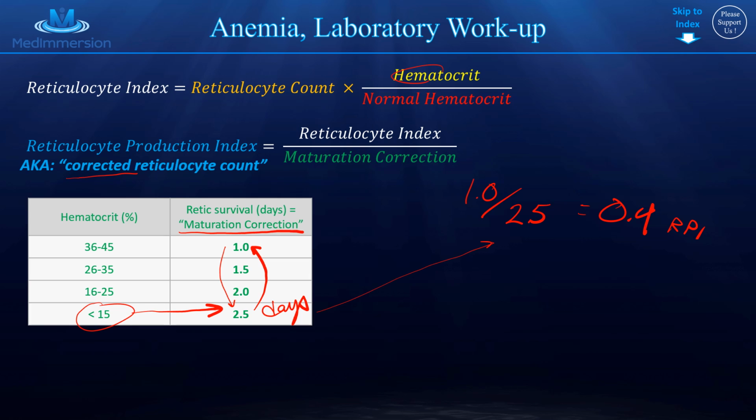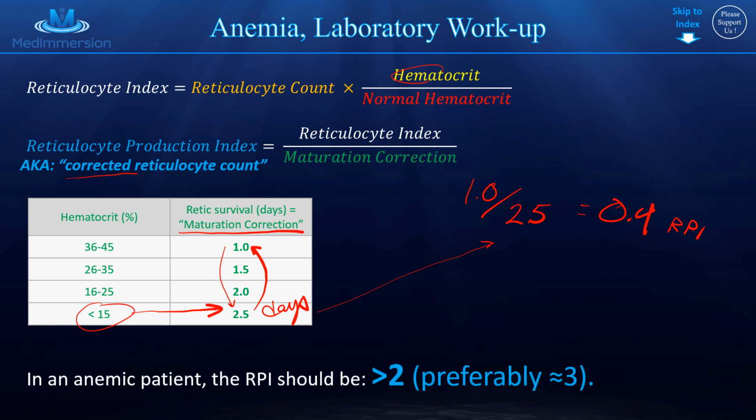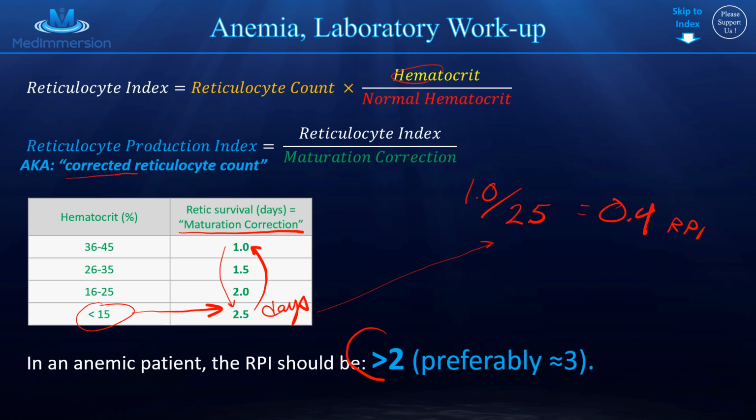What does that mean? What should it be? It should be greater than 2, or preferably 3. So in this case, even though we started with a reticulocyte count of 3, the bone marrow is just not putting out enough blood. So diagnostically, where does that steer us? Well, that steers us towards a bone marrow problem, doesn't it? See where I'm going with this? See where I'm taking it?